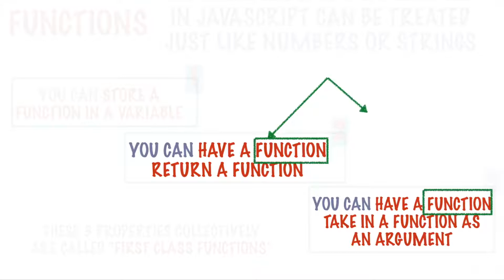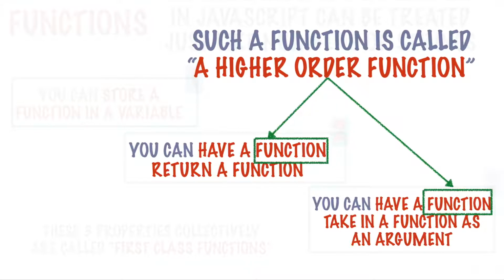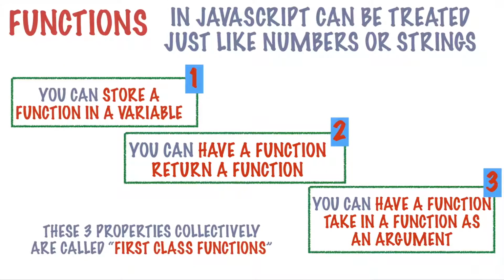Functions which return functions as its return value or functions which take in other functions as its input arguments are called higher order functions. They operate on other functions. They take it in as an input argument or return it as a return value. Such functions are called higher order functions. This is just a technical term for you to remember.